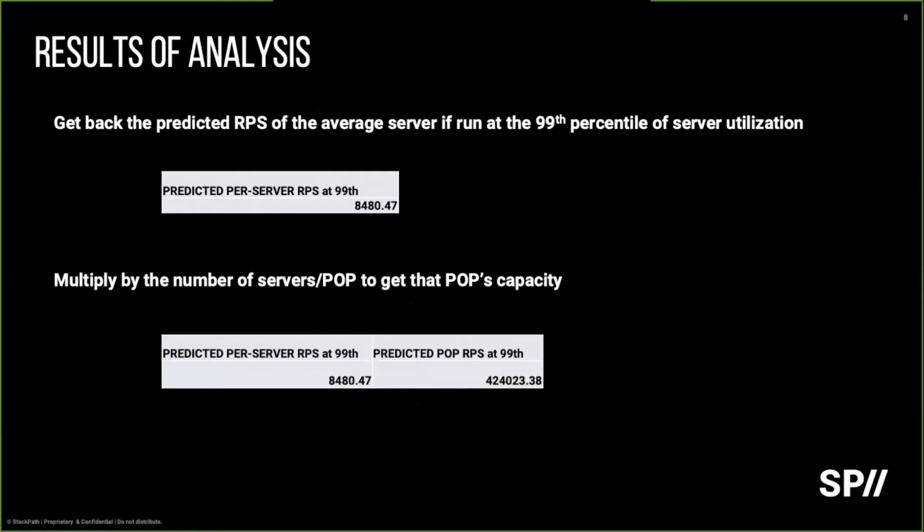And this gives me a predicted per server value, multiply that by the number of servers per POP, and all of a sudden I have that POP's capacity. And now I have a predictive model telling me how well I'm doing and what it is that I should expect.